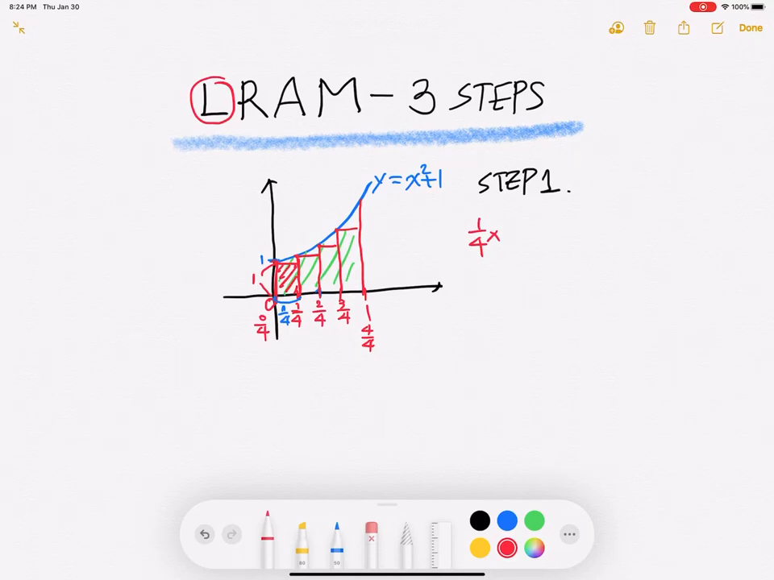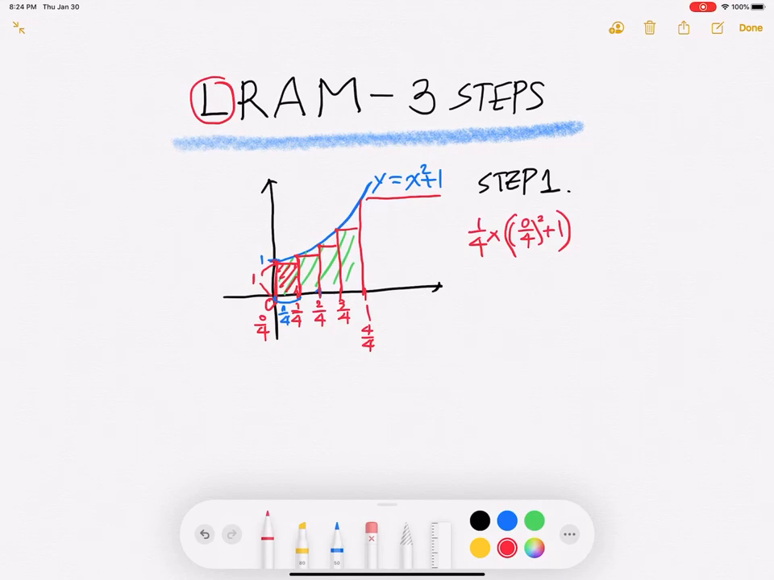How do you get 1 using the function equation? The 1 means the y value when x equals 0. 0 is 0 over 4, so I use 0 over 4 squared plus 1. This is the y value when x equals 0. It's the first rectangle's area, right?